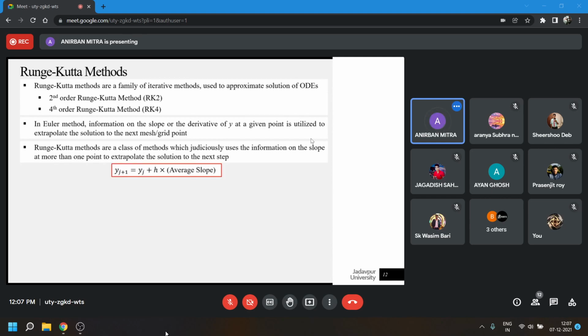So basically, we can say that the general formula for this class of methods, RK methods, is like this. y_{j+1} is equal to y_j plus h multiplied by the average slope. Now, this average that is taken is more often than not a weighted average.